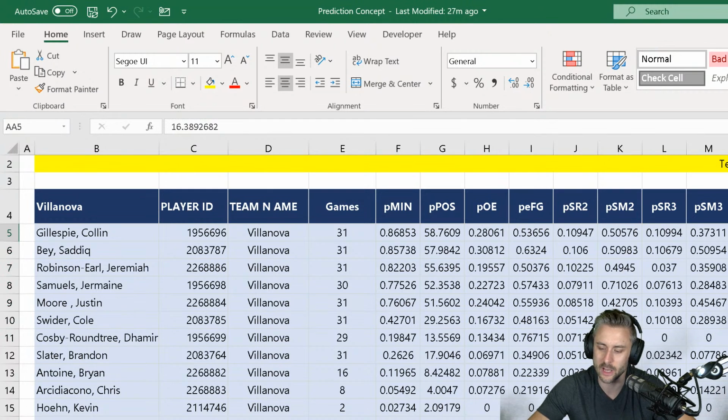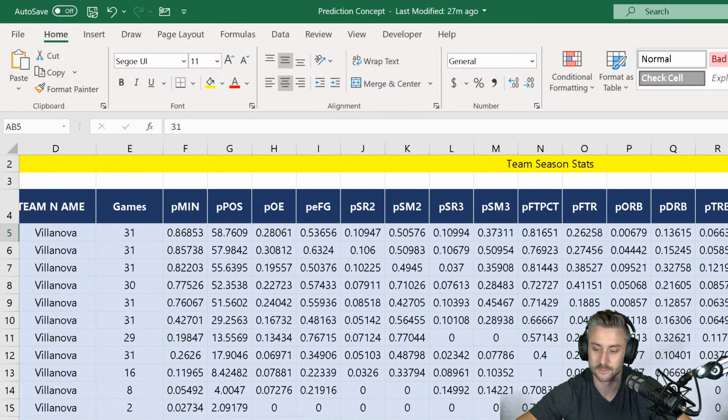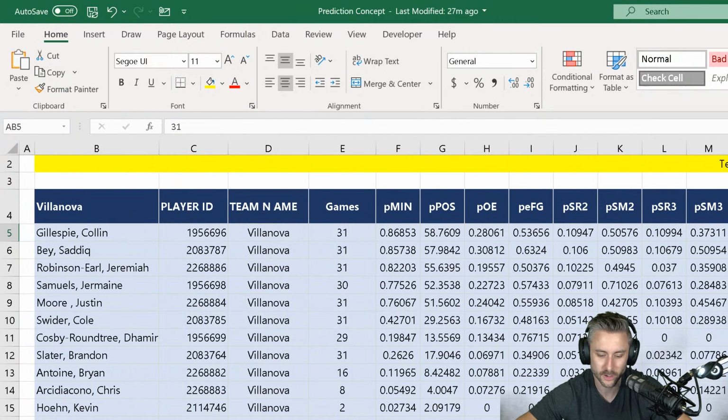Points production, so basically how many points produced per game. The team games, how many games the team played, and the minutes, how many minutes they played per team game. So that is kind of like the percentage of minutes played divided by the number of games they actually played in. All right, so I have that for both teams.